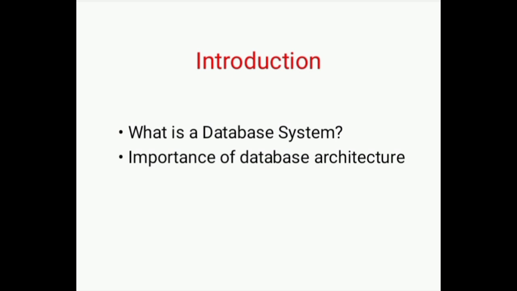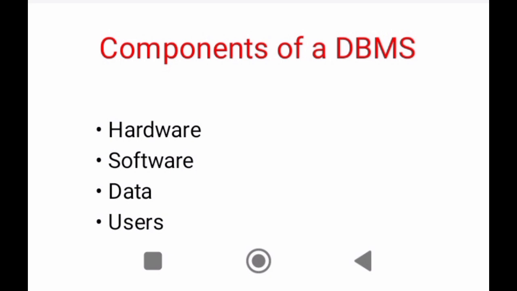And the next one is scalability. As the amount of data grows and the number of users increases, the database system needs to be able to handle this increased load. A well thought out architecture allows the system to scale effectively, potentially by adding more resources or distributing the data. And the next one is reliability and availability. We need our database system to be dependable and accessible when we need it. The architecture plays a key role in implementing features like backups, recovery mechanisms, and redundancy to prevent data loss and minimize downtime.